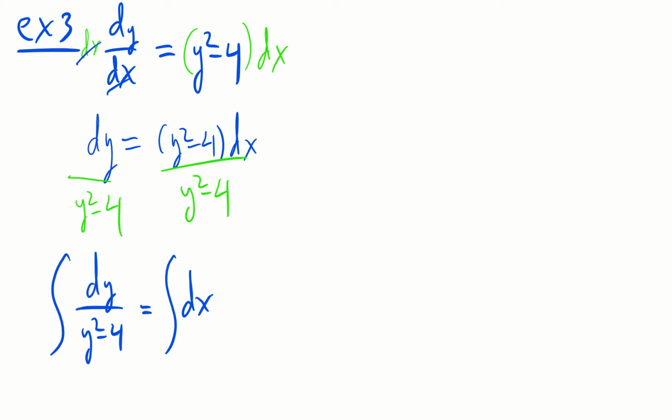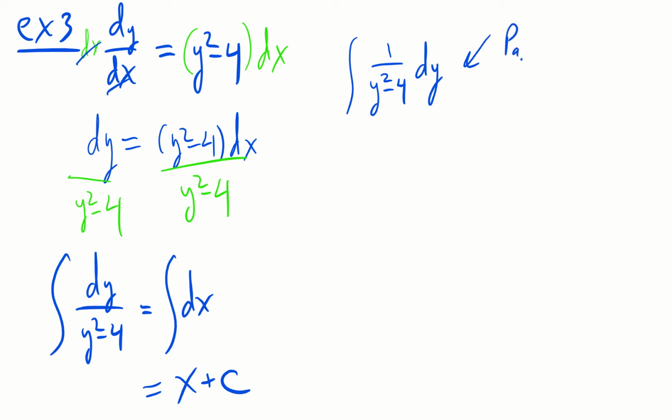We'll do the right-hand side first because it's easiest. The antiderivative of 1 with respect to x is going to be x, and then we'll put the constant of integration on that side. So the right-hand side is x plus c, and now we just need to find the antiderivative of 1 divided by y squared minus 4 dy. This is a good review from something you have seen in calculus too, but in order to integrate this function, we're going to use partial fractions.